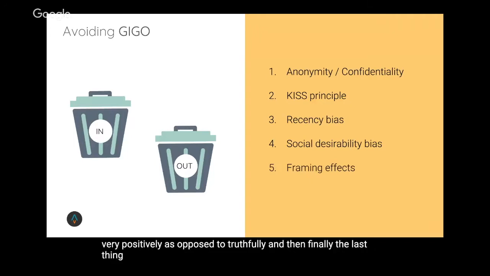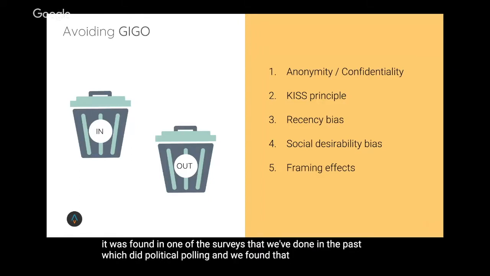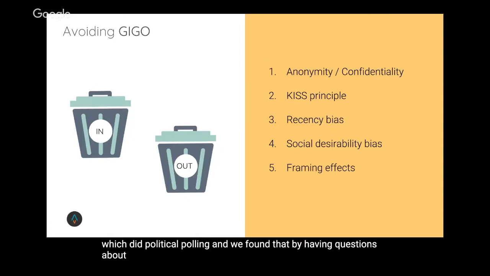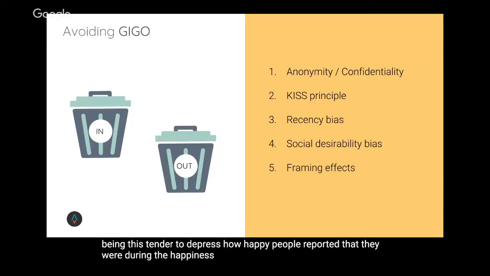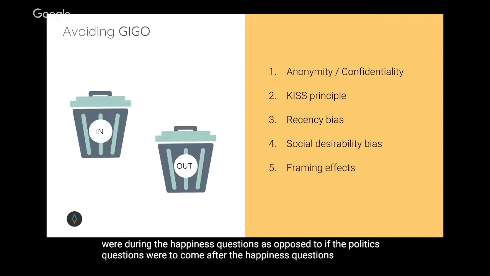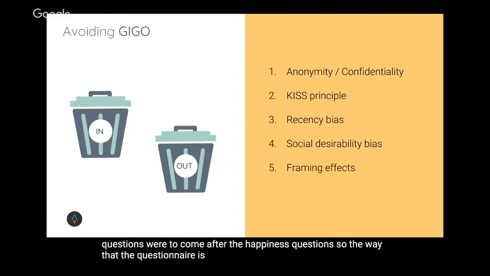And then finally, the last thing to be concerned about would be framing effects. For example, in one of the surveys that we've done in the past, which did political polling, we found that by having questions about politics right before questions about happiness and well-being, this tended to depress how happy people reported that they were during the happiness questions, as opposed to if the politics questions were to come after the happiness questions. So the way that the questionnaire is structured could potentially frame how the respondent replies to each of the different questions.